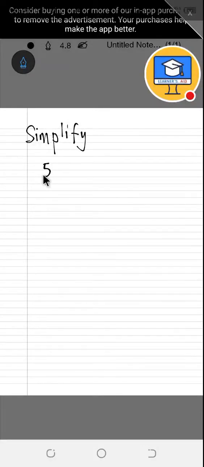Simplify 5 exponent 7 divided by 5 exponent 3. The laws of indices. 5 exponent 7 divided by 5 exponent 3.